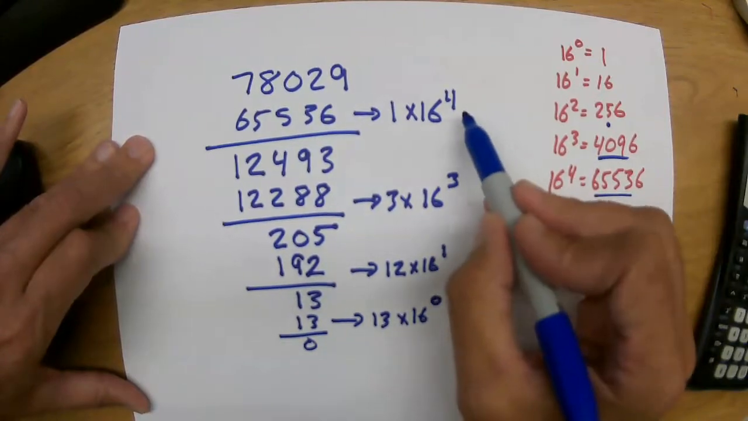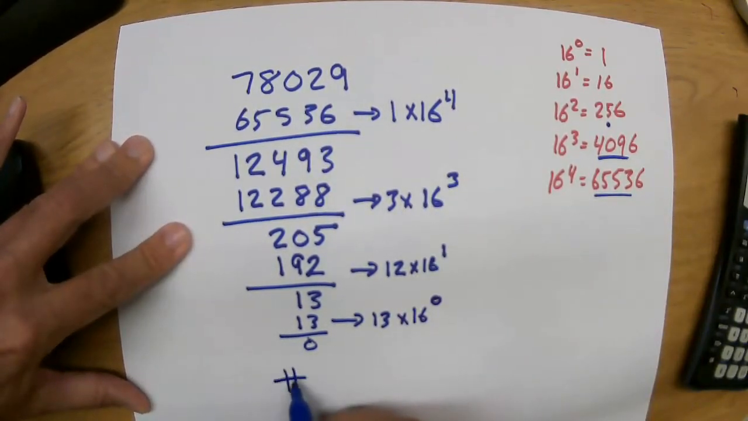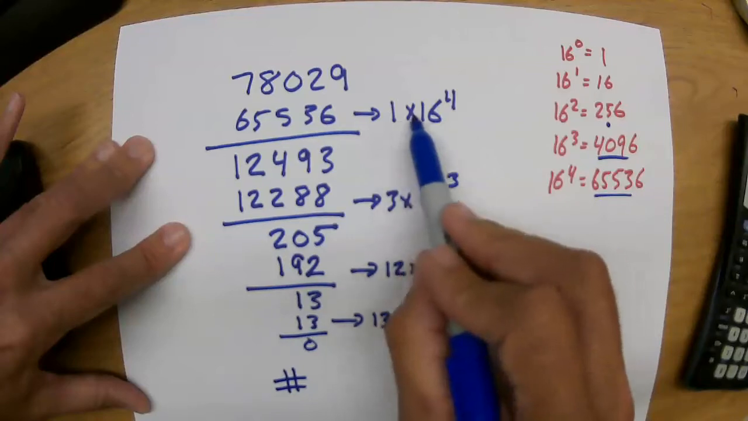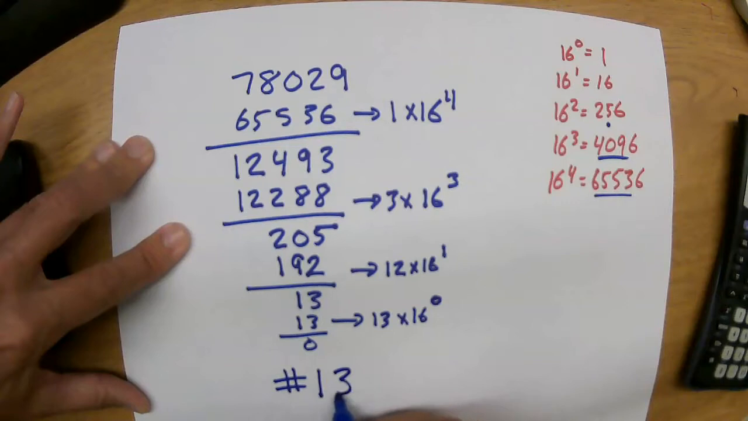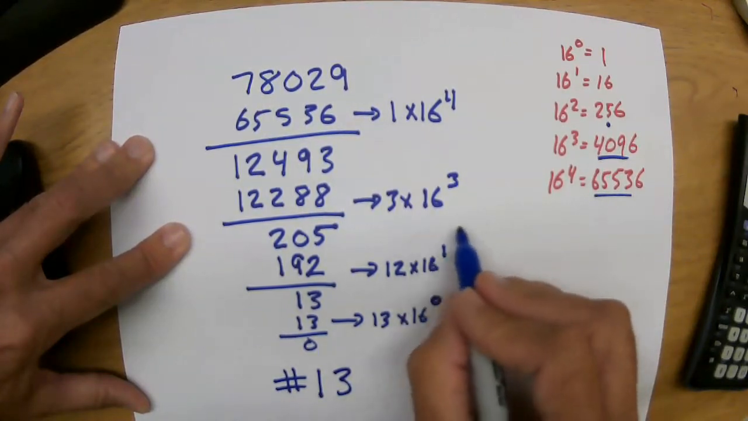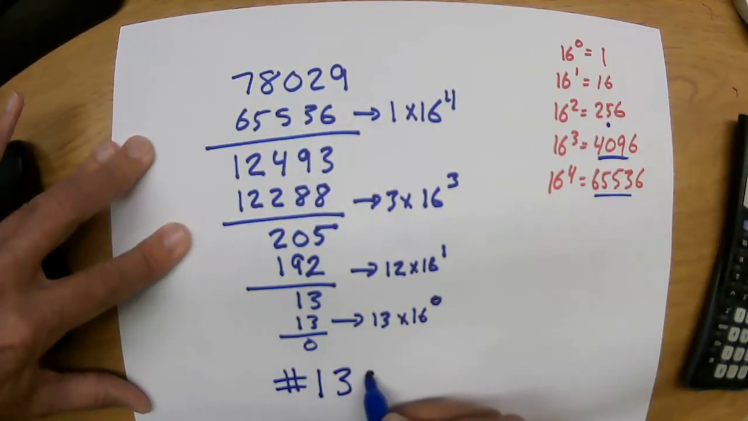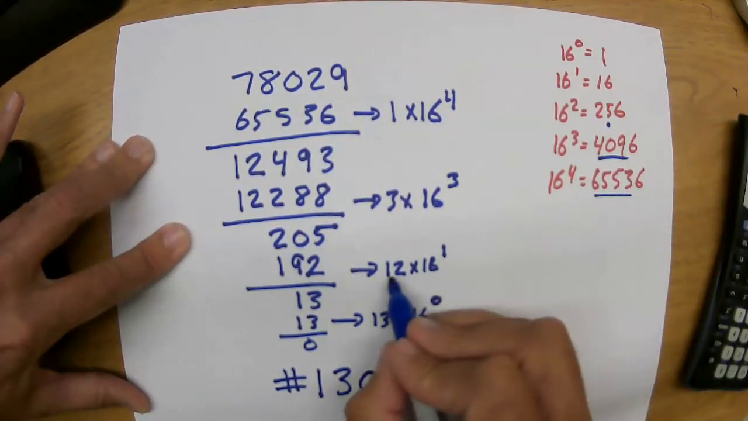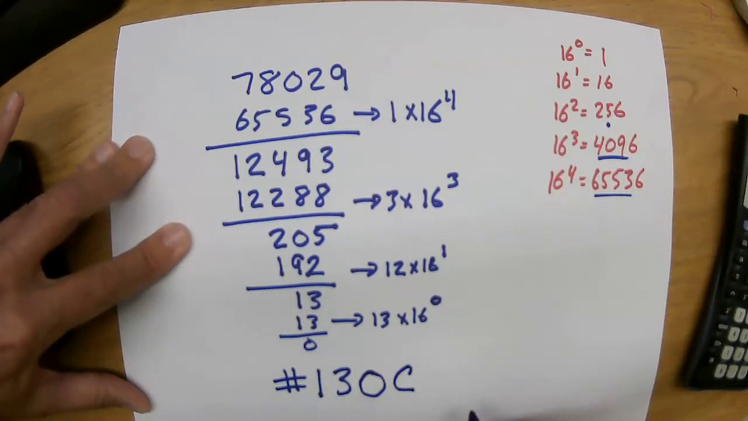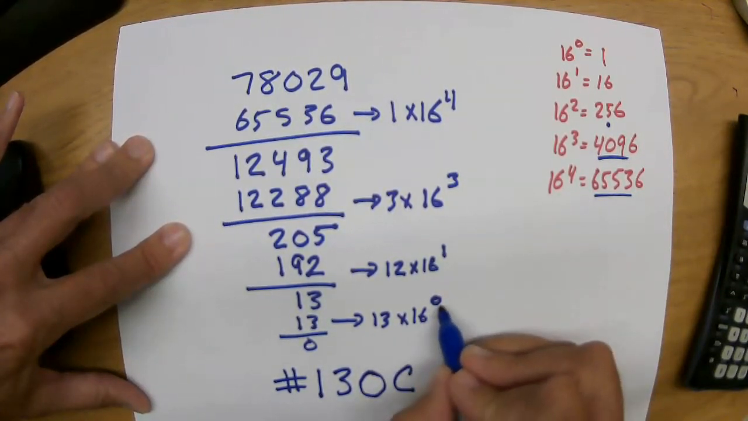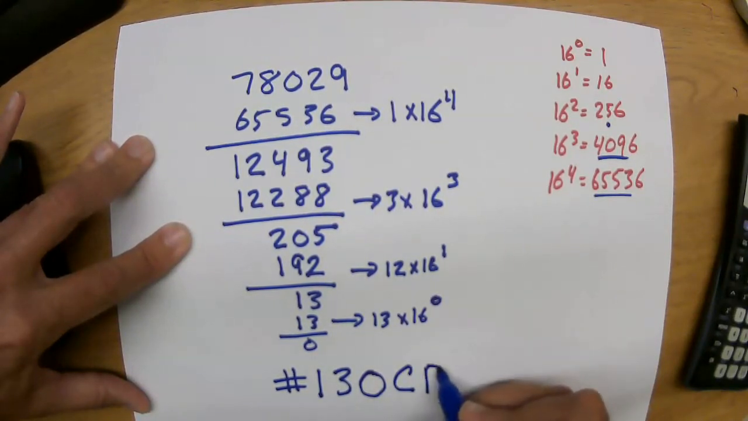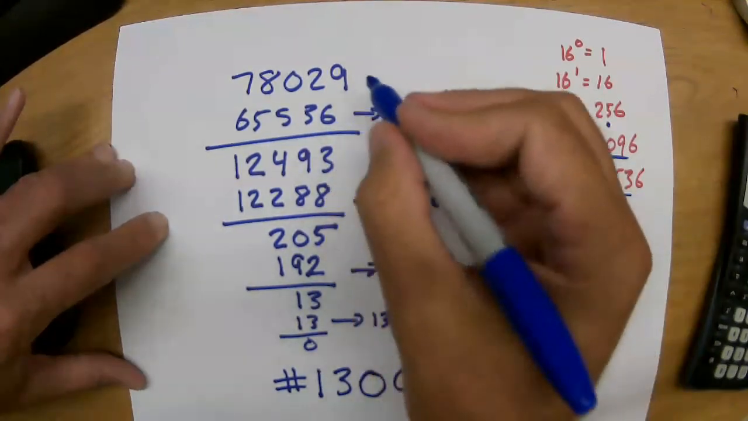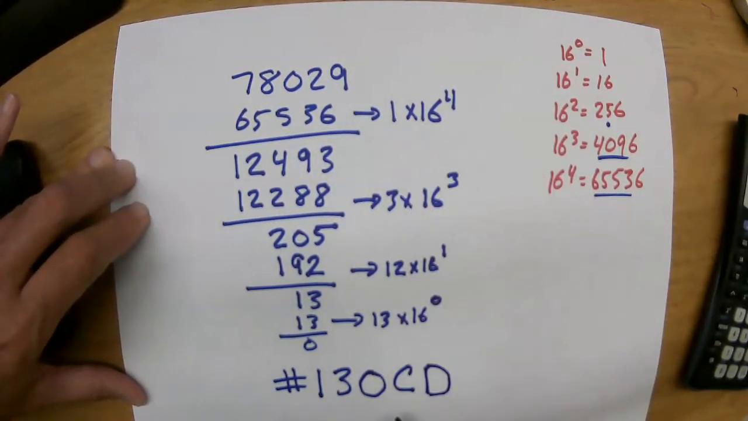All right, so now to write this as hexadecimal. We have 1 times 16 to the 4th power. We have 3 times 16 to the 3rd power. I don't have any 16 squareds, so I'm going to put a 0 in that place. I have 12 times 16 to the 1st power, but the symbol for 12 is a C. And I have 13 times 16 to the 0th power. And if 12 is the C, then 13 would be the D. So there you have it. That is a decimal to hexadecimal conversion.